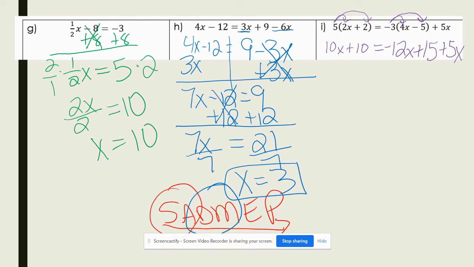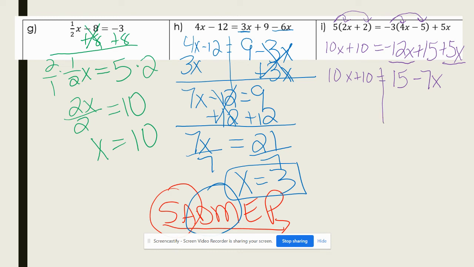So we did the first step, check. Now we're on step 2, combining any like terms that we have. So just like the last one that we did in letter H, this right side has x's that we can condense together. So we're not going to touch the left side. We're not going to touch the 15. Negative 12 plus 5 is negative 7x.